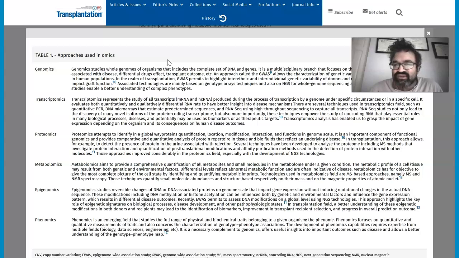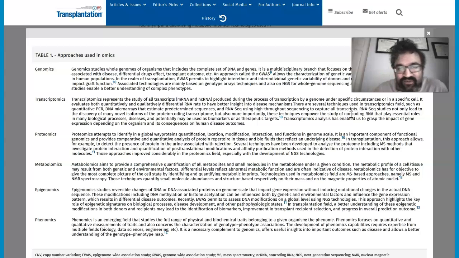So there's non-coding RNA. As I said earlier, I said nuclear, but it's actually non-coding RNA, and there are techniques to study the non-coding portions as well, because what was interesting to understand is that even those non-coding portions play an essential role in many types of biological processes, diseases, and potential biomarkers as therapeutic targets. So transcriptomics analysis has enabled us to grasp the impact of gene expression depending on the organism and its consequences on human disease outcomes.